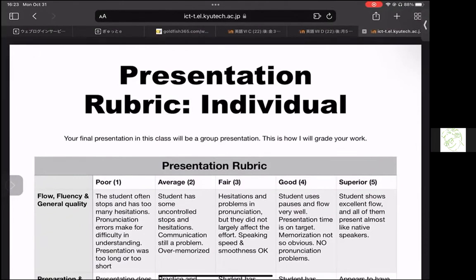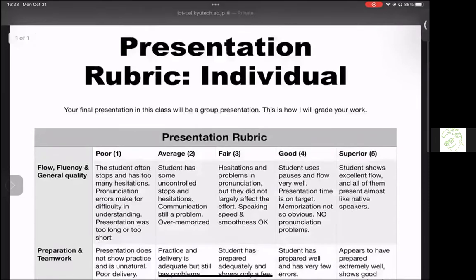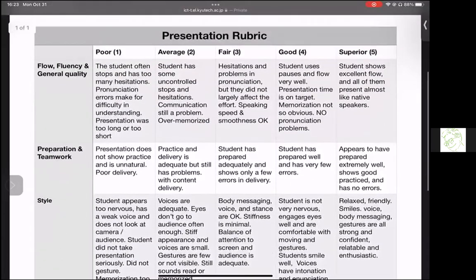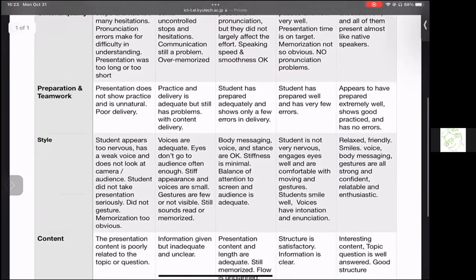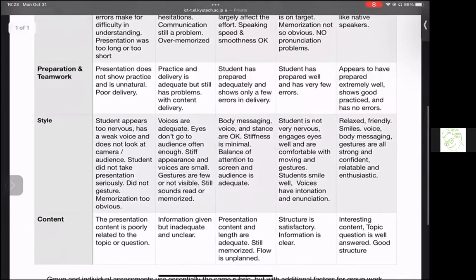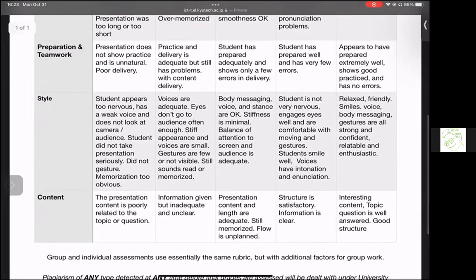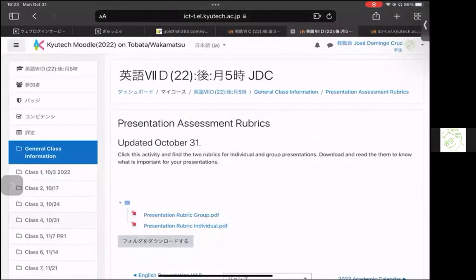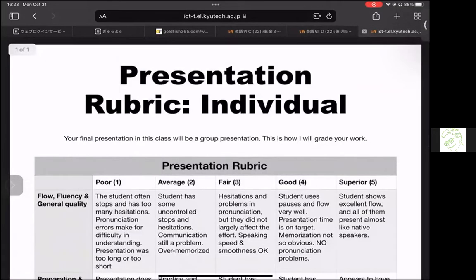I'm looking for, I believe, four categories on the left-hand side. Number one, your flow, your fluency, general quality, your preparation and teamwork. Actually, you don't need teamwork because you're working alone. Your style and your content. Just to show you again, if you were wondering where I got that, it's under the presentation assessment rubrics, and this is the individual presentation. So let's go back to that.